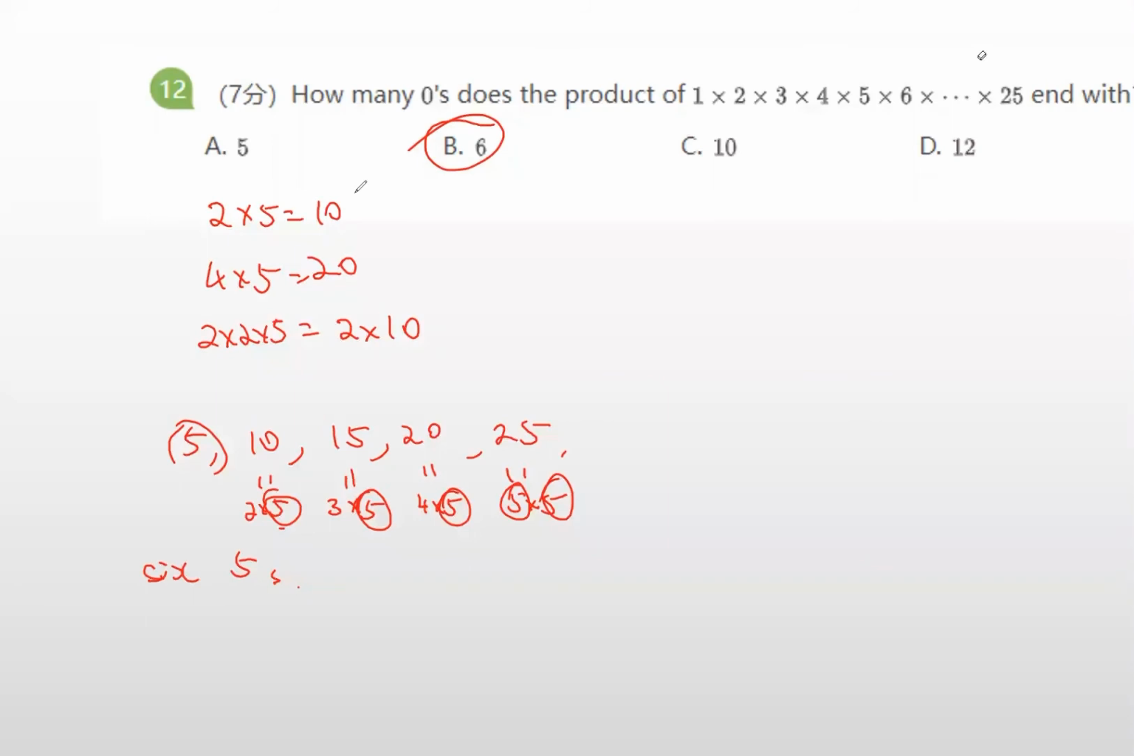So we use 6 twos times 6 fives, and we're going to get 6 tens, which means 6 zeros. And all the other numbers can't make any zeros. Only 2 times 5 gives us 10. No other number gives us 10. Does that make sense?